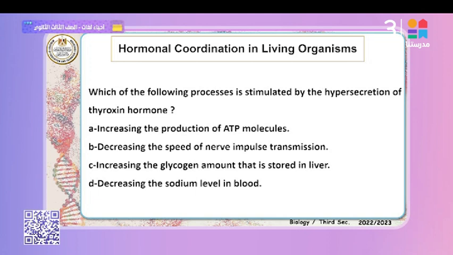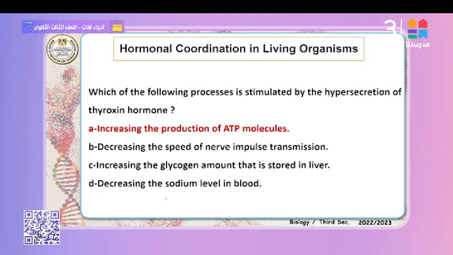That's right. Decreasing the speed of nerve impulses is not related to this question. Increasing the glycogen amount stored in the liver, no. Decreasing the sodium level in the blood, no. The best answer is A, increasing the production of ATP molecules. Okay, follow me, please. Another question.